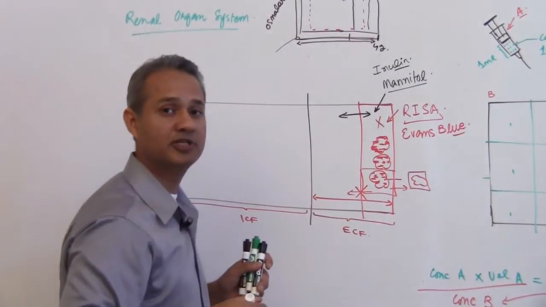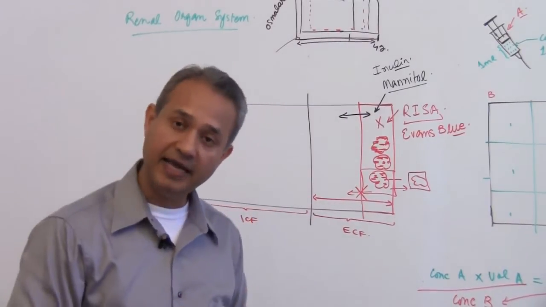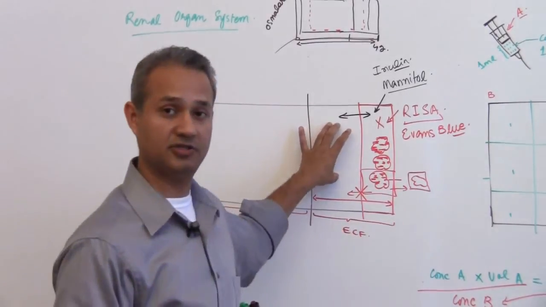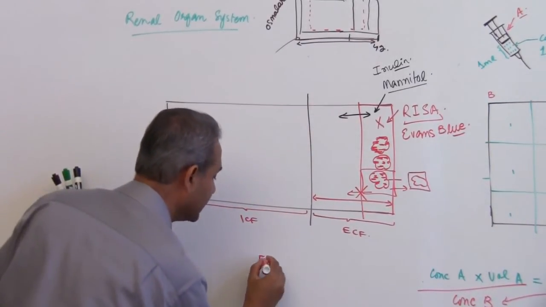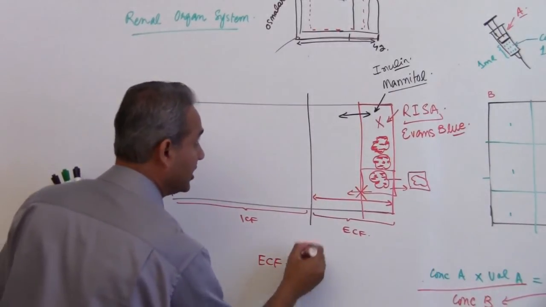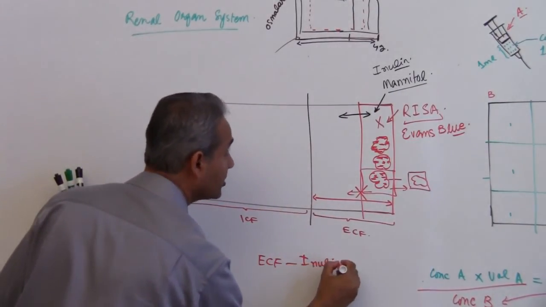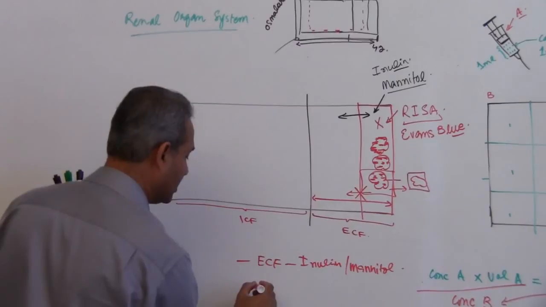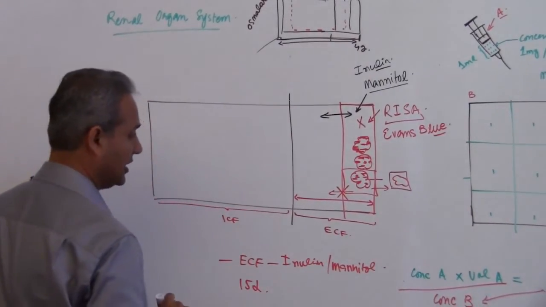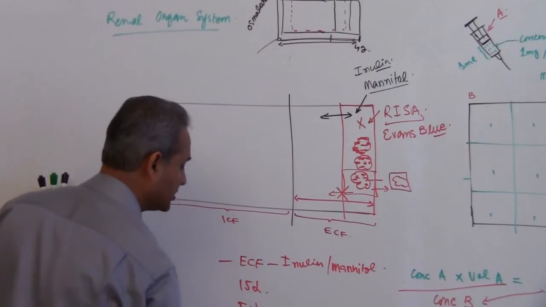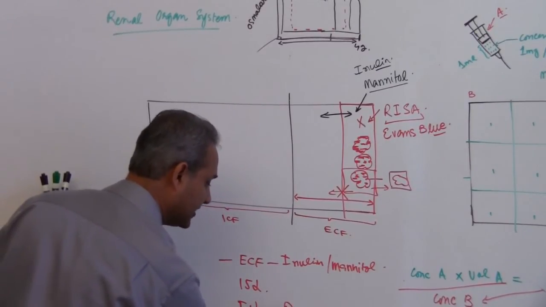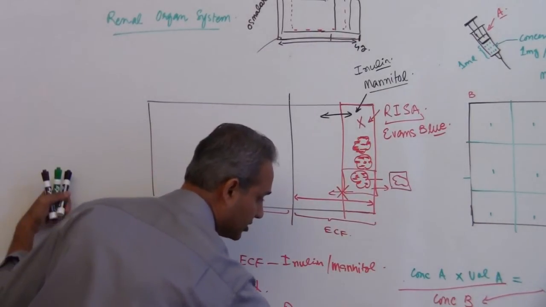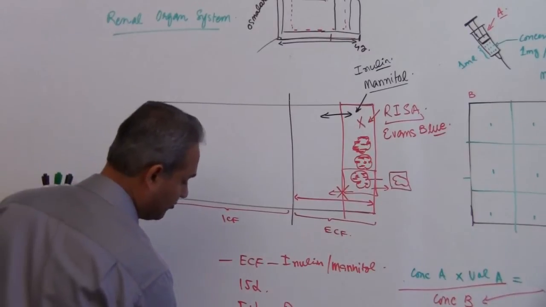So that means you have to do two measurements. You have to measure the ECF and you have to measure the intravascular, subtract the intravascular from the ECF and you get the interstitial. So measure ECF. That would be measured by inulin or mannitol. Good. So let's say ECF comes to be 15 liters. Then measure the intravascular. What will you use for that? You would use RISA or Evans blue. Let's say this comes out to be 4 liters.